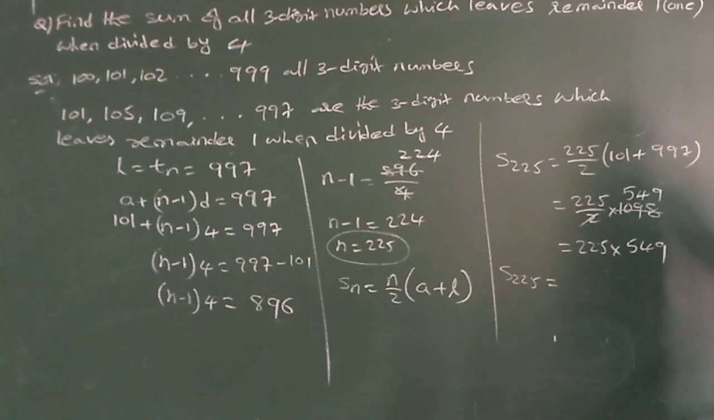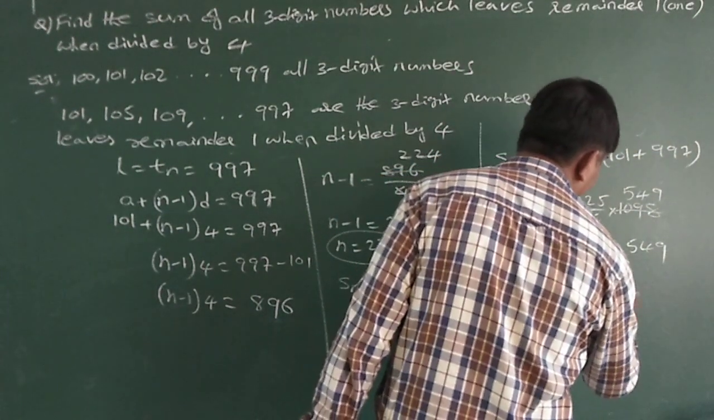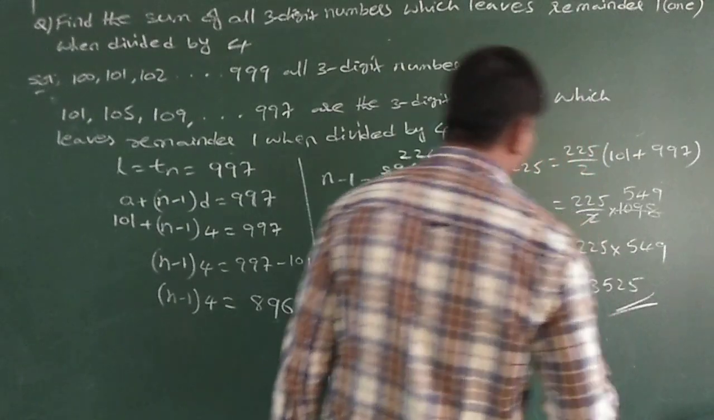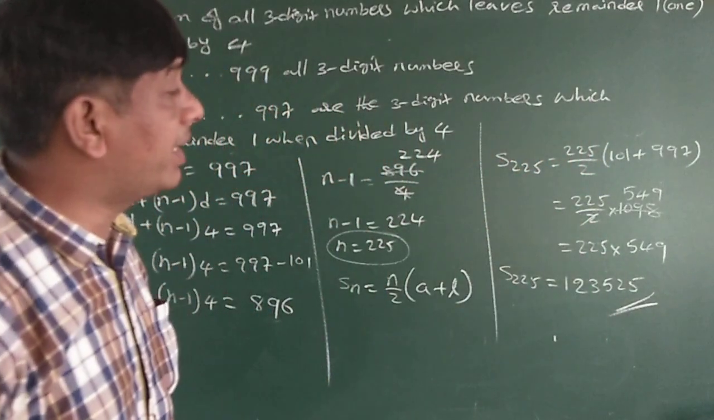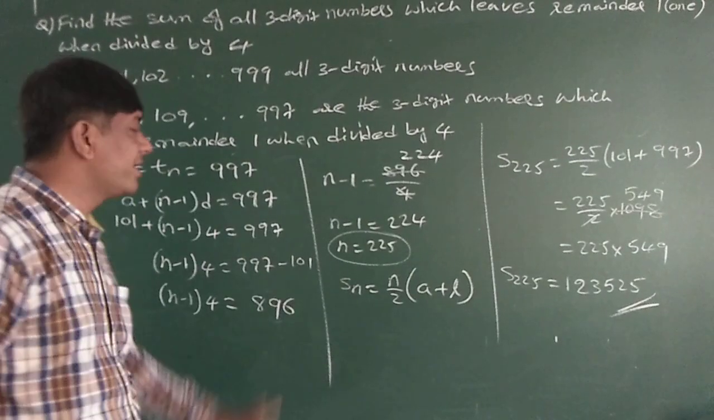Add it: 5. 8 plus 4 is 12. 10, 18 plus 7 is 25. Now 9 plus 4 is 13. 2 1. That is equal to 123525. This is the sum of all three-digit numbers which leave remainder 1 when divided by 4.